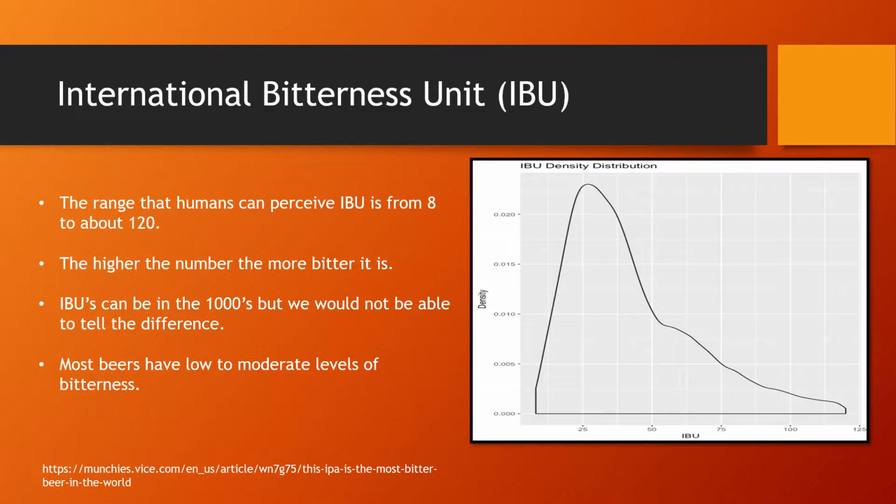Most beers have low to moderate levels of bitterness. As you can see from the density distribution curve, most beers fall in the 20s, 25 to 40 range IBU.